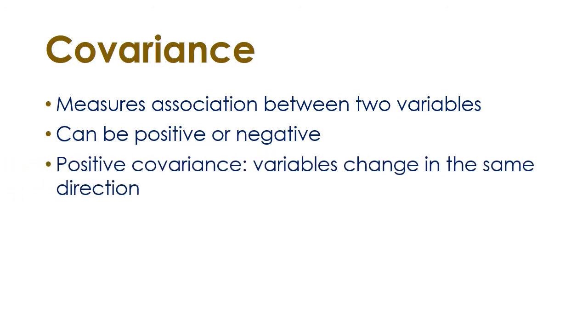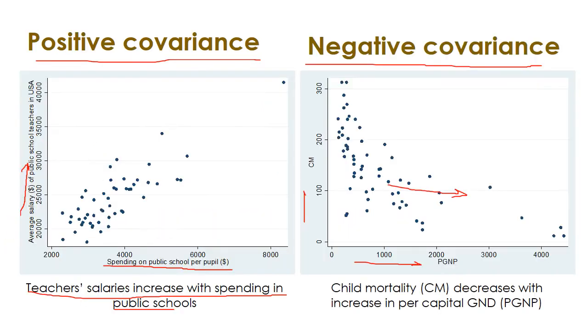And negative covariance means that the variables change in opposite directions. That is, if one is increasing, the other one is decreasing. And if one is decreasing, the other one is increasing. That is a negative covariance.